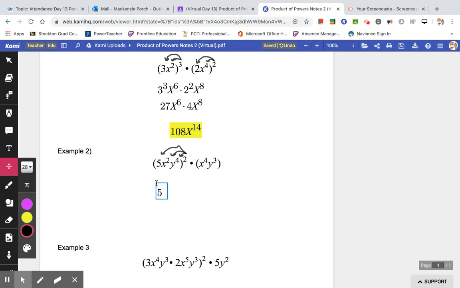Keeping the 5, putting the exponent of 2, keeping the x, doing 2 times 2 and making that 4, keeping the y and doing 4 times 2 and getting 8. So all I did here was distribute that 2 in. Now if you take a look at the second one here, this one actually doesn't have an exponent on the outside, so we're just going to leave it as x to the 4th, y cubed, because there's nothing to distribute in.